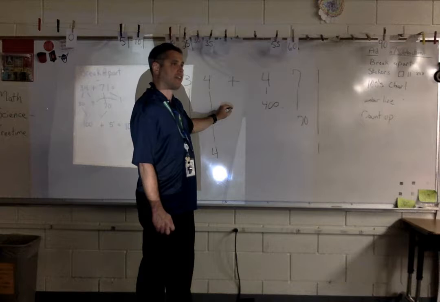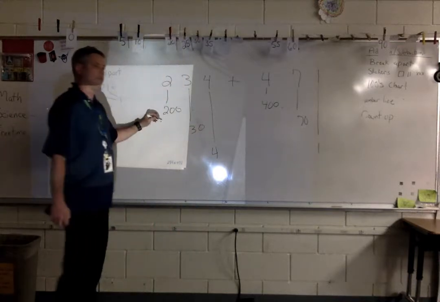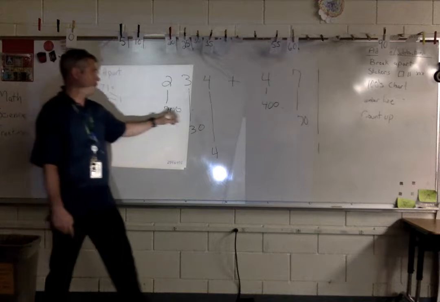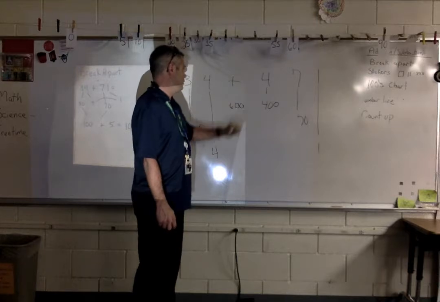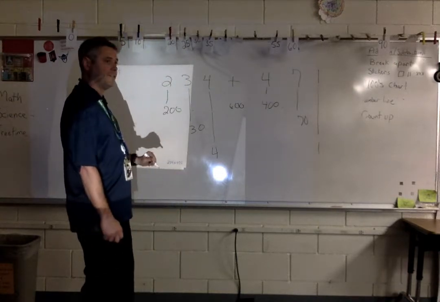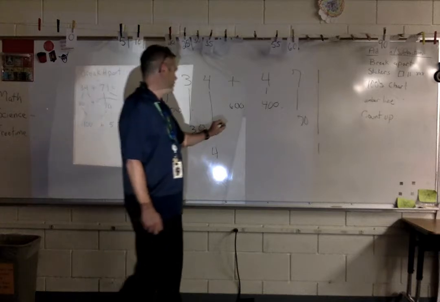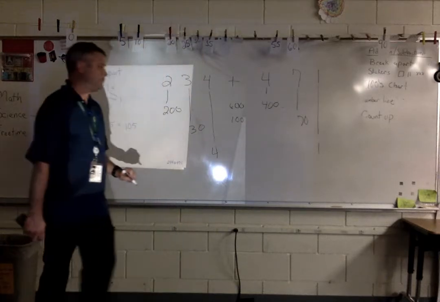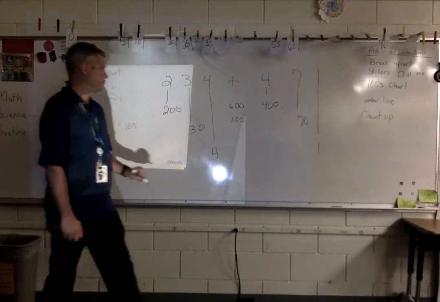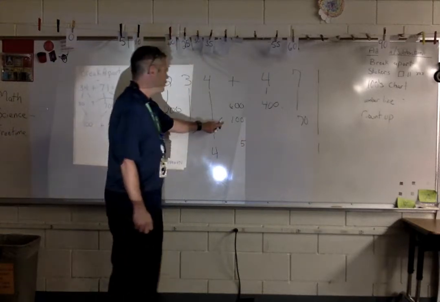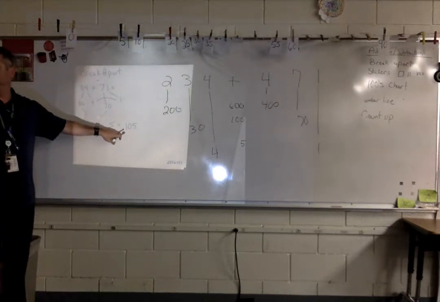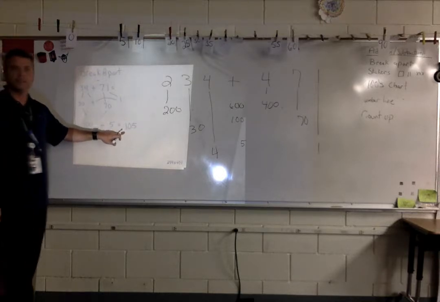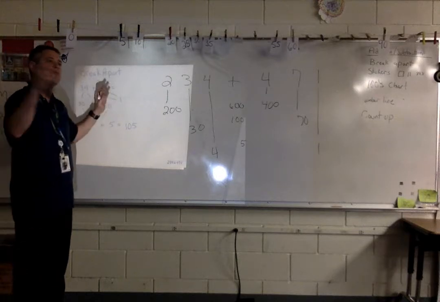Riley, you want to do me the honor of adding these together for me? So what do you think? 200 plus 400 equals 600. Okay. And then let's keep going. 30 plus 70 is 100. And 4 plus 1 equals 5. So the 105, that looks pretty familiar, doesn't it? We're just adding one more step to something we've already been doing.